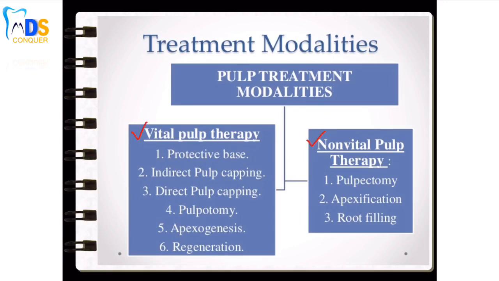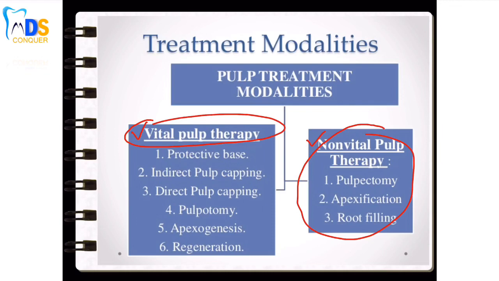So the vital findings of the pulp may sometimes be given as investigations. For example, EPT, electric pulp test, or cold test values, or any of these values, they are going to give as information in the question. Or in a few cases, by seeing the findings, you can diagnose whether the pulp is vital or non-vital, by which you can simply go for the diagnosis. If it is a non-vital pulp, you can go for non-vital pulp therapy. If it is a vital pulp, you can go for vital pulp therapy.